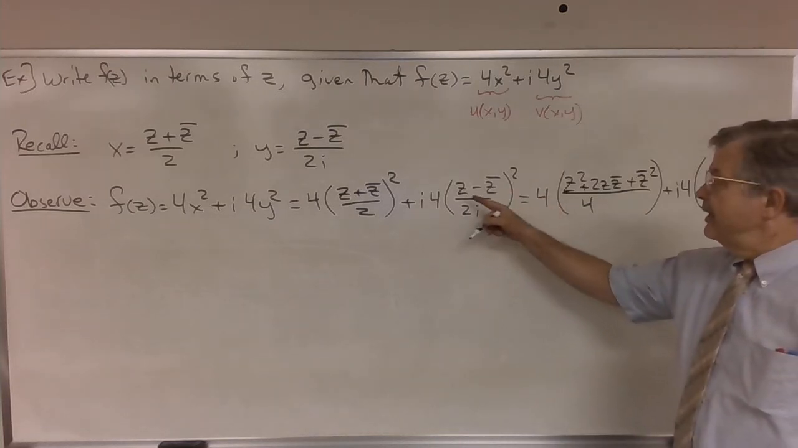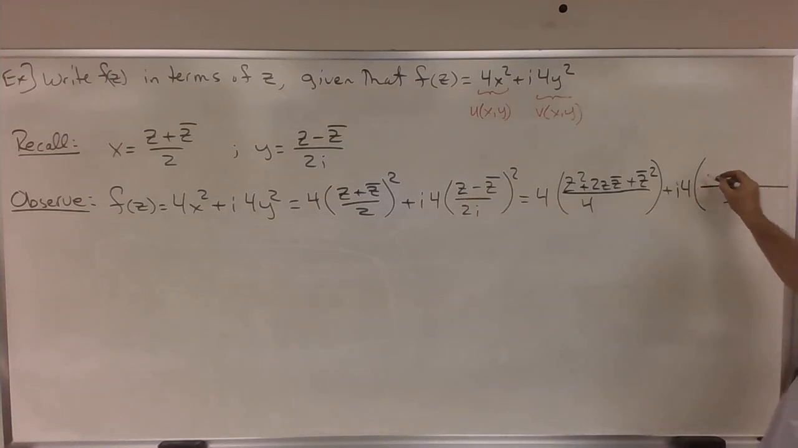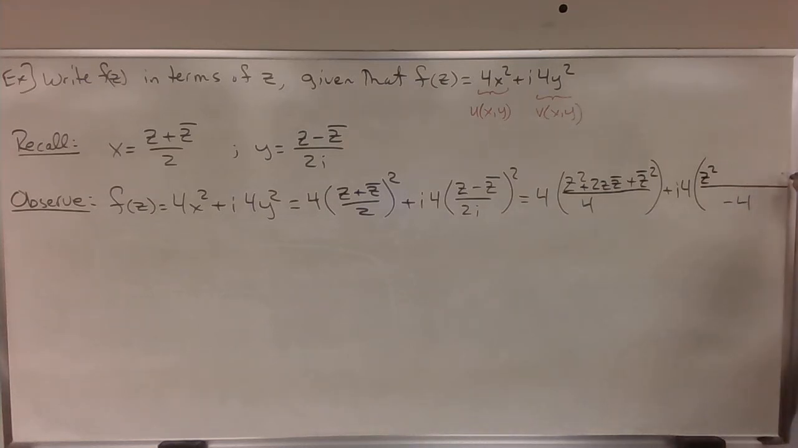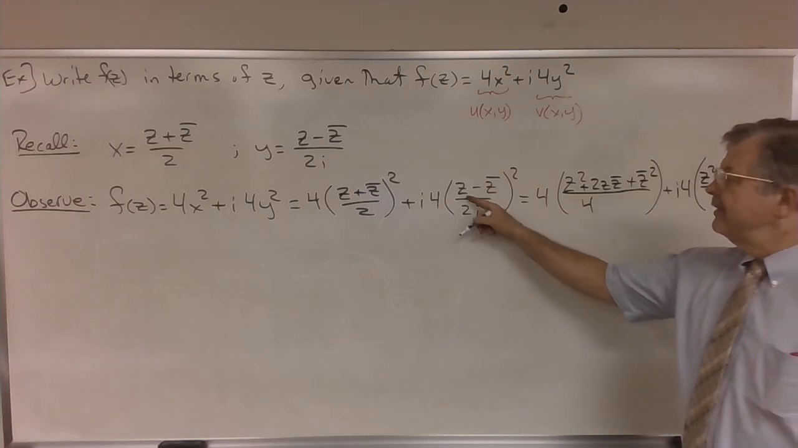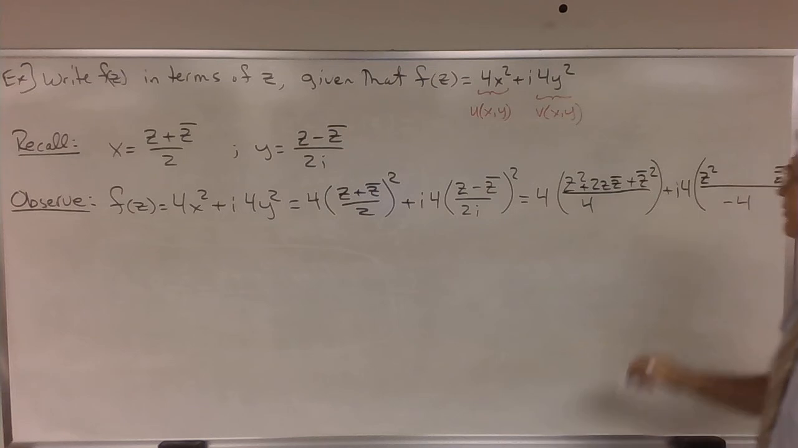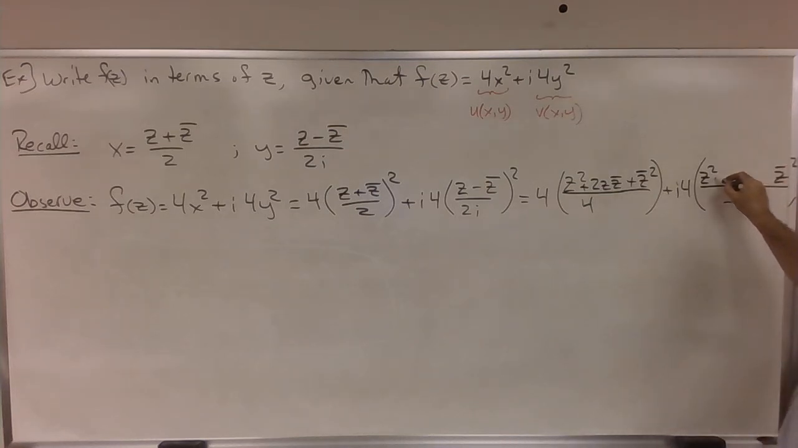And we square this, so we have the first thing squared plus the second thing squared, and then plus 2 times the first times the second. So 2 times z, negative z conjugate, is negative 2z, z conjugate. Okay, I think that's what we've got.